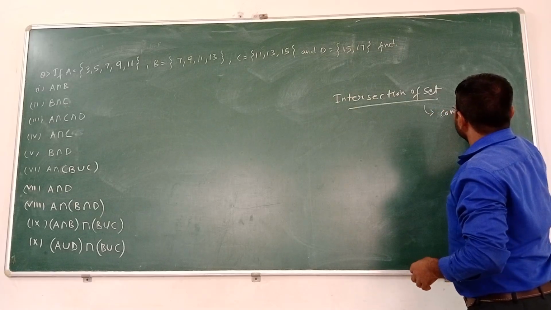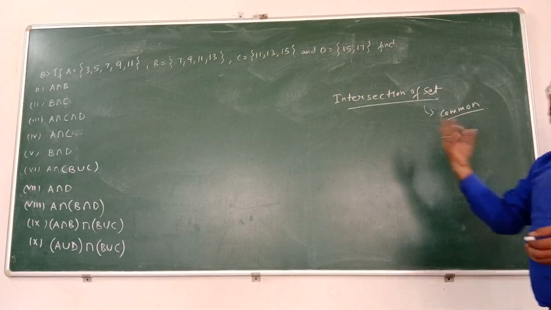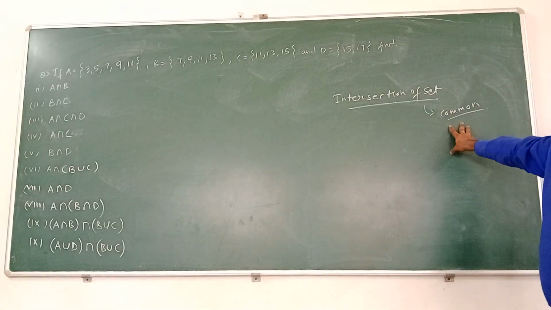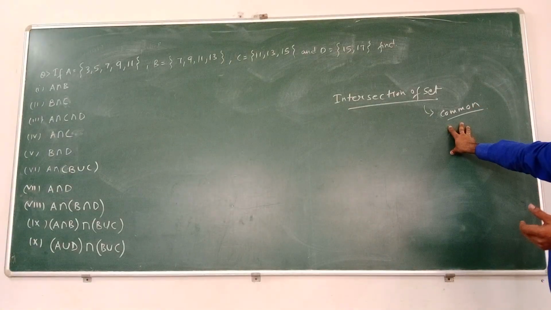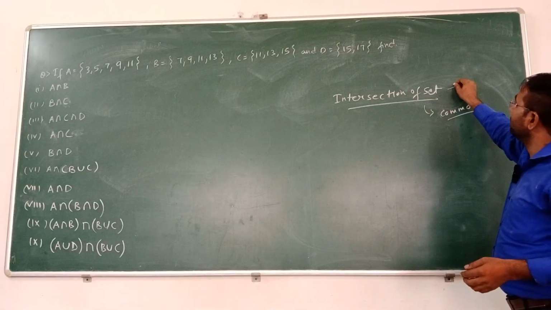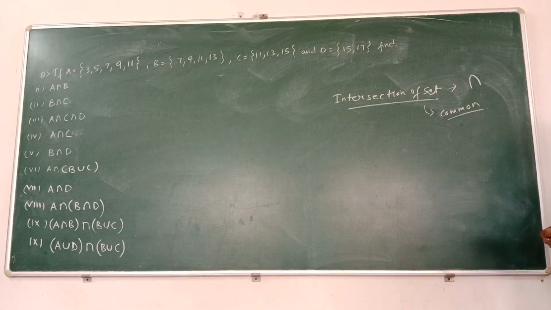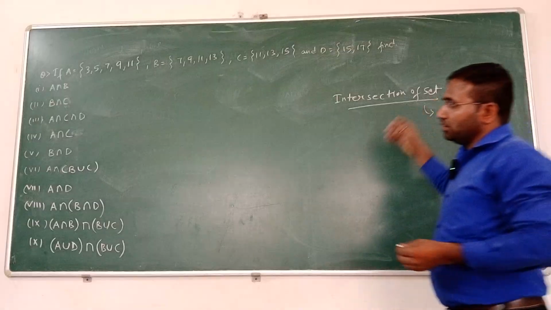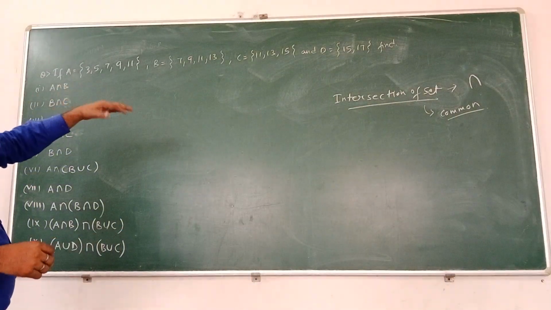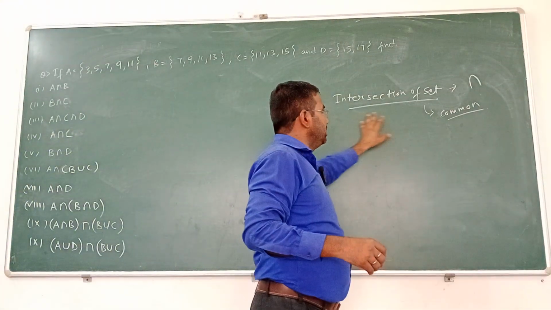Intersection of sets means you will see the common things. In union we have seen the common things and the rest of the elements. In intersection of sets we will see the common elements in two sets or three sets. The intersection of sets is denoted by this symbol, which looks like an inverted U. So intersection means common.